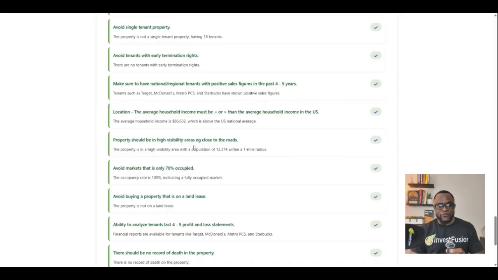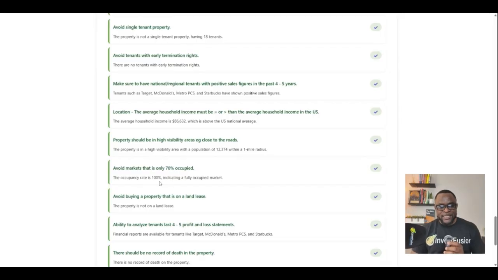Now, the property should be in a high visibility area, close to the roads. The property is in a high visibility area with a population of 12,374 within a 1 mile radius. Normally, I go for anywhere from 3,000 to 5,000 within a 1 mile radius. This property is located in, one, a high income area, two, population over 12,374. Some of you will be telling me, Jeff, you want to go and buy this property immediately because this is a rare gem. Imagine this: months of work, hard labor, all at your fingertips, and that's for just one property.